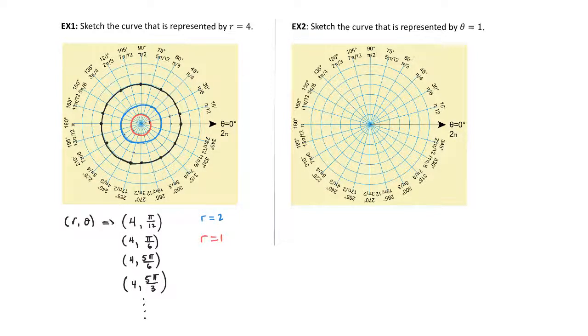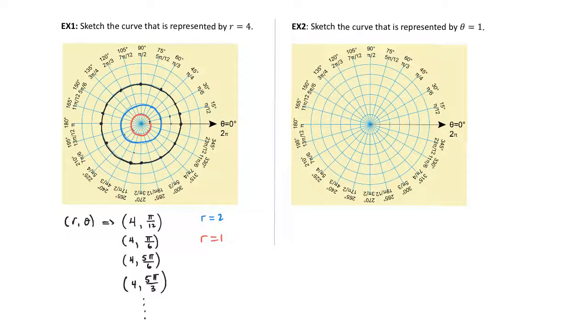So every single time that you are given a polar equation that consists of r equals a constant and theta doesn't appear, this polar equation is representing a circle.